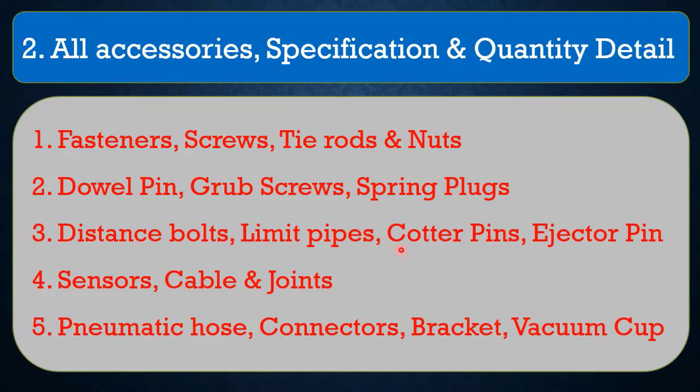In that, the first one is clamping accessories like fasteners, screws, tie rods and nuts. The die designer needs to mention the fasteners in detail. Number 2, error proofing and guiding accessories like dowel pins, grub screws, spring plugs. Number 3, the distance bolts, limit pipes, cotter pins, ejector pins, and electrical items like sensor, cable and joints. Automation items like pneumatic hose, connectors, bracket, vacuum cup.